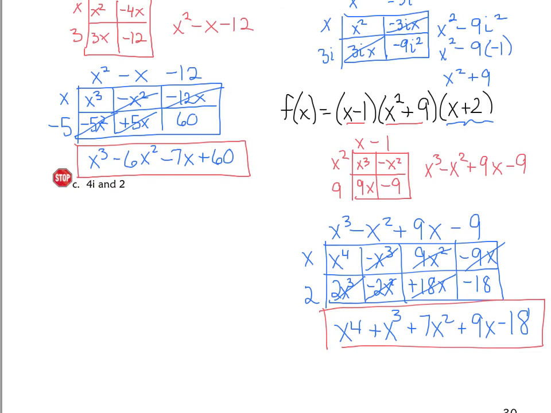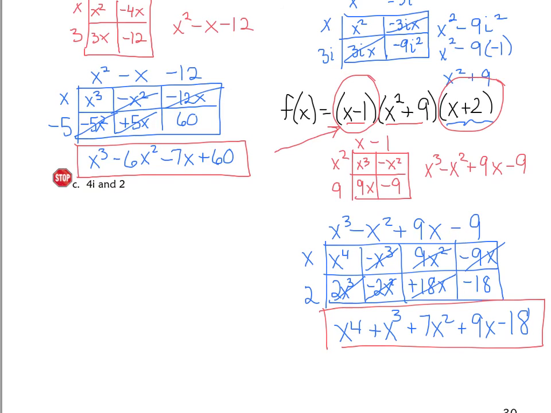And again, I do want to stress that it doesn't matter what order you multiply these in. You'll always get the same answer. So even here, once I got that x squared plus 9, I could have taken x minus 1, multiplied it by x plus 2. I could have multiplied those two together first and then multiplied it by x squared plus 9. The order doesn't matter. I just went left to right after the i's.